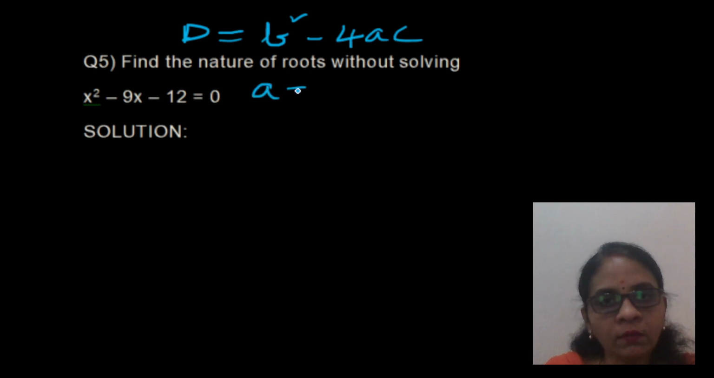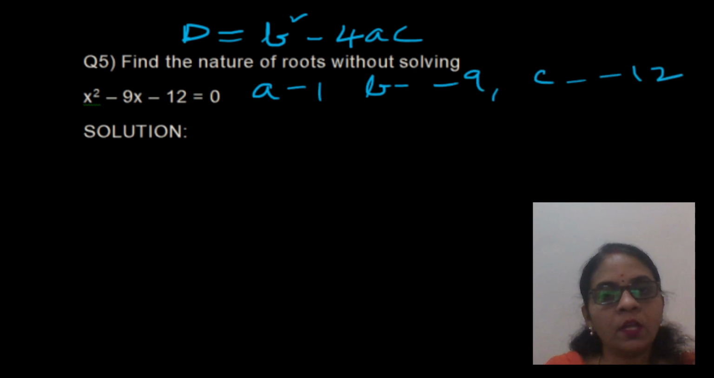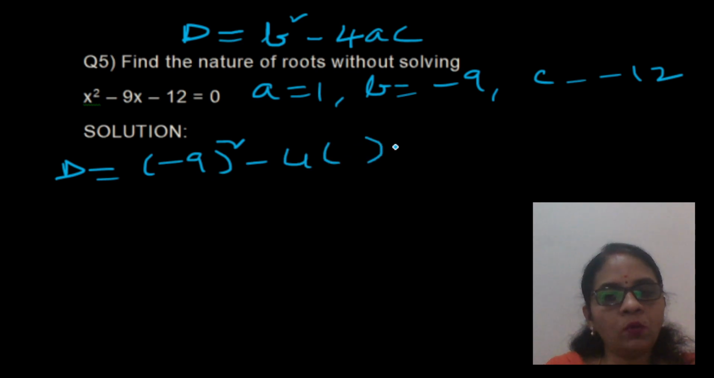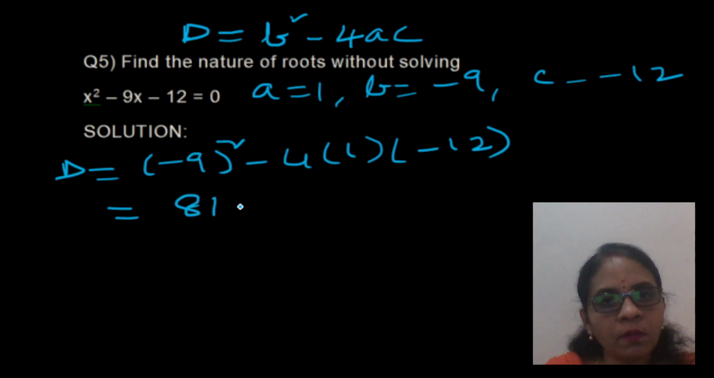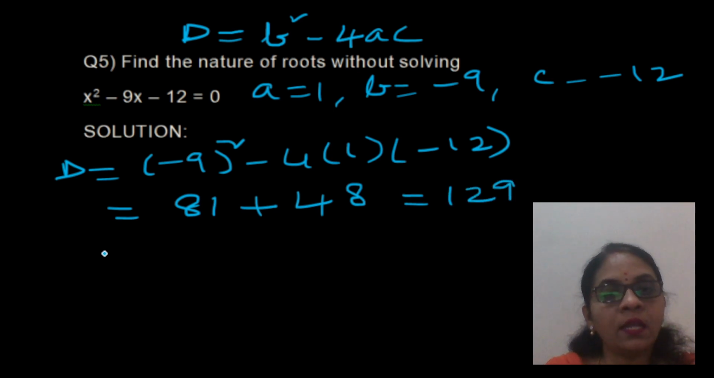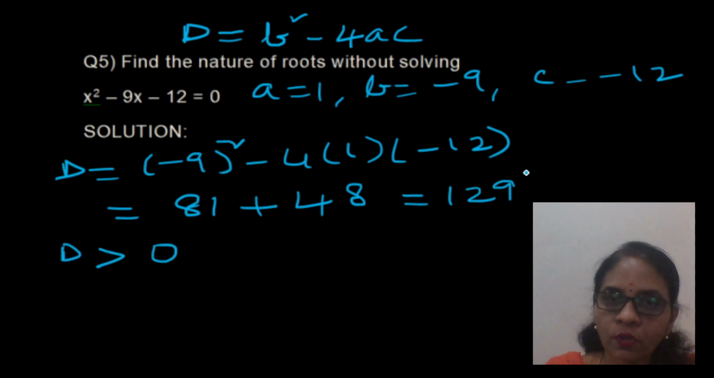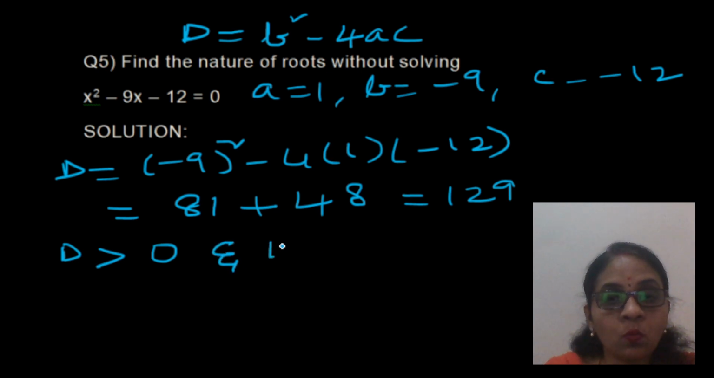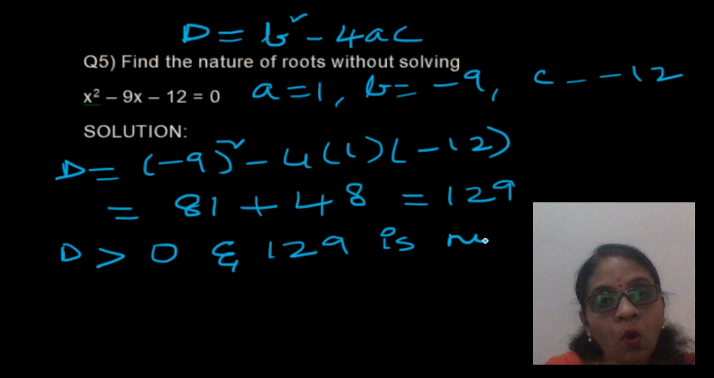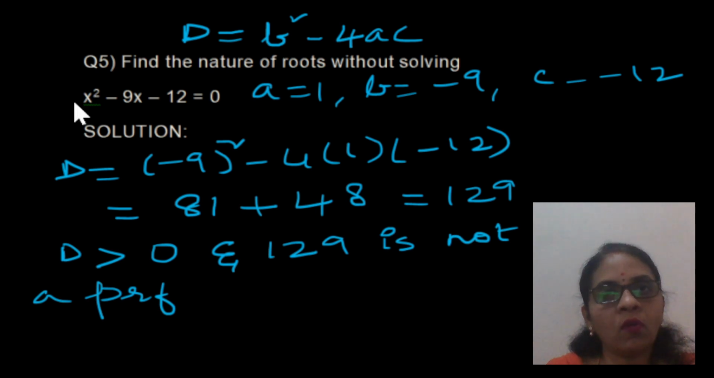Here we have a is 1, b is minus 9, c is minus 12. So what is d? d is equal to b square, which is minus 9 square, minus 4 into 1 into minus 12, which is 81 plus 48, which is 129. Now d is greater than 0, that's for sure we know. And then you have to write 129 is not a perfect square.